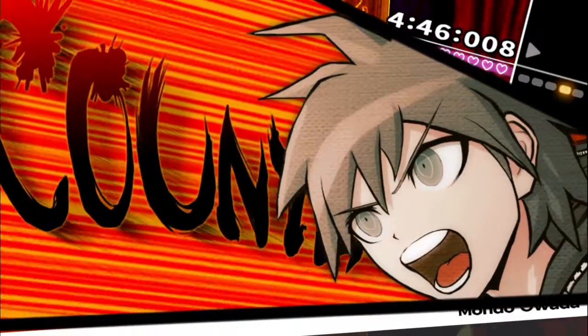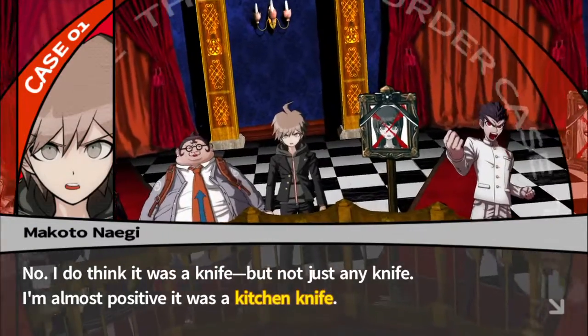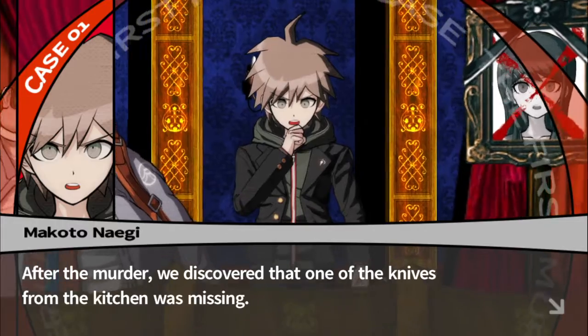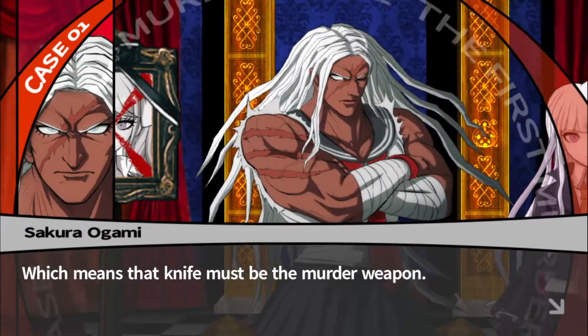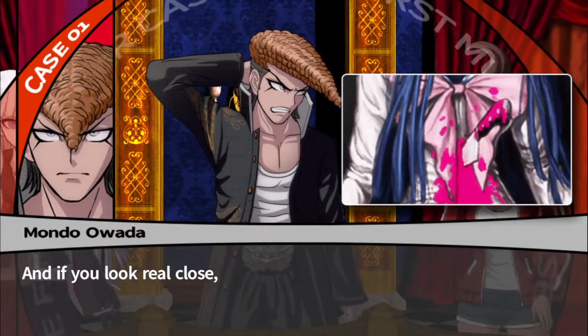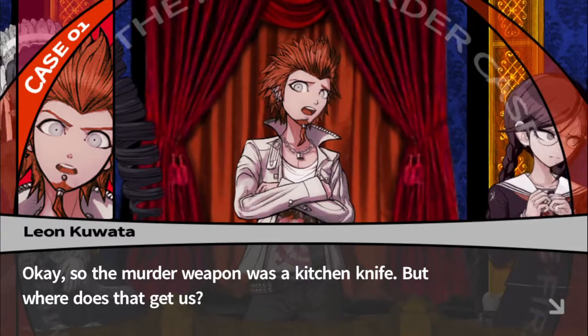No, that's wrong! No. I do think it was a knife. Huh? A kitchen knife? After the murder, we discovered... Which means that knife must be the... Oh, yeah. I guess that makes sense. Okay, so the murder weapon was a kitchen knife. But where does that get us?